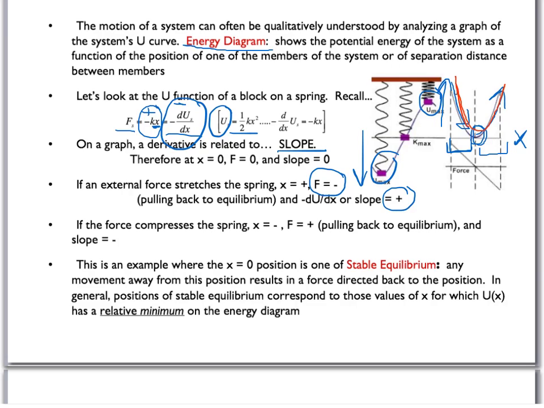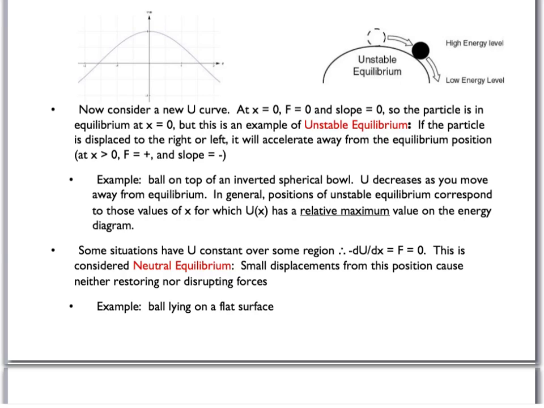This type of graph that looks like this, or really any graph that has a relative minimum on it, corresponds to what we'd call a stable equilibrium. The x equals 0 position here would be considered an equilibrium position, and any movement away from this position would result in a force directed back to that exact same position. Basically, the object wants to continue to move back to that equilibrium. It's a restoring force. So in general, positions of stable equilibrium will correspond to those values of x where, on that equation or graph for potential energy with respect to position, you have a relative minimum on that energy diagram.